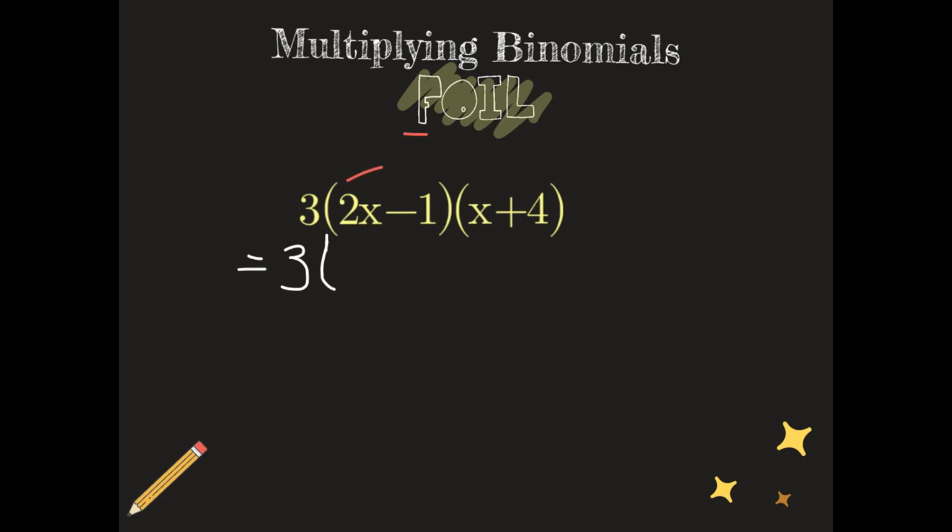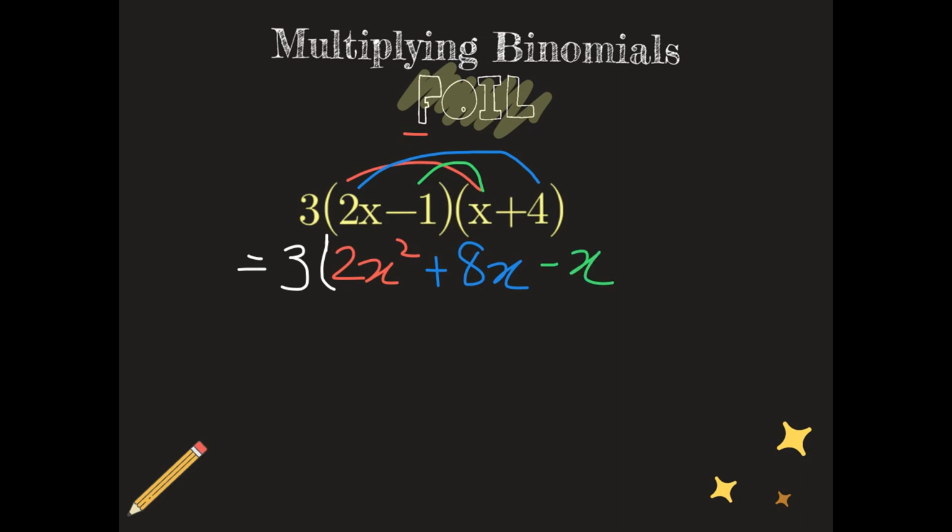So F is first, multiply the first two terms. 2x times x is 2x squared. O stands for outer, so you're multiplying the two outer numbers. 2x times positive 4 is positive 8x. Moving on to I, which is inner, multiplying negative 1 times x, which is negative x.